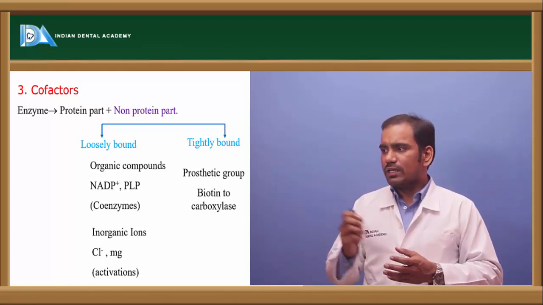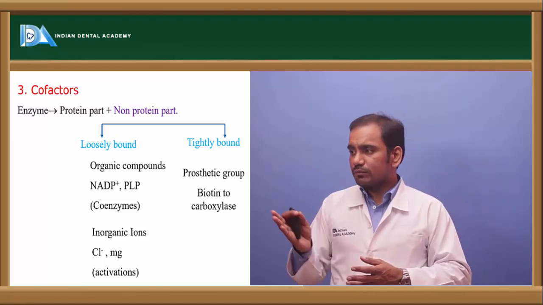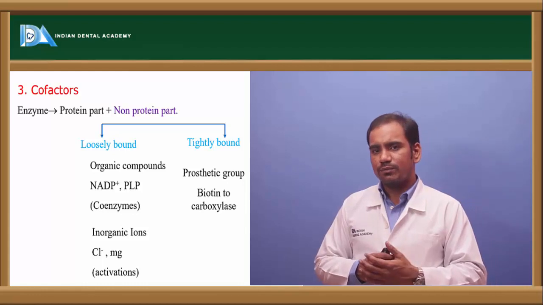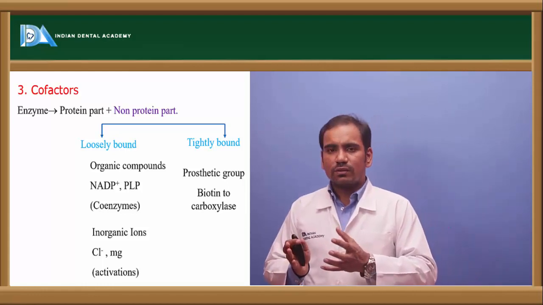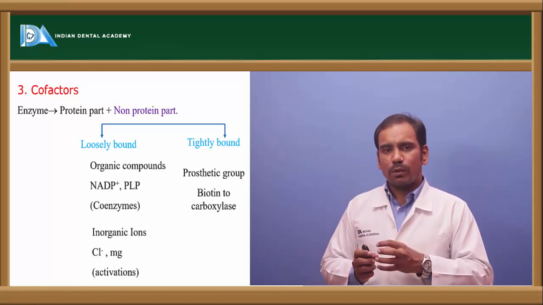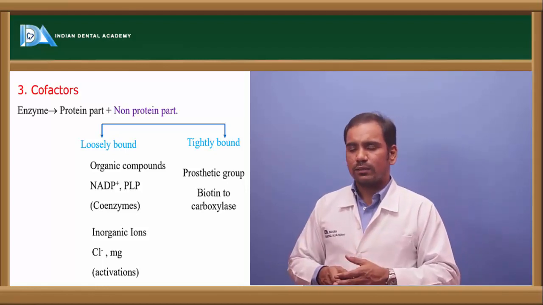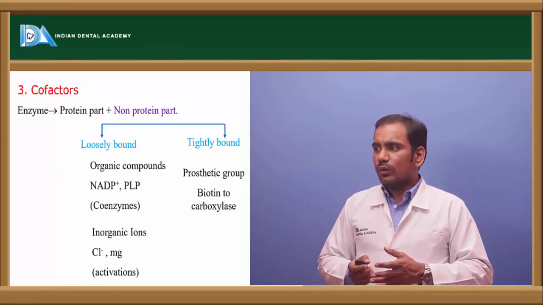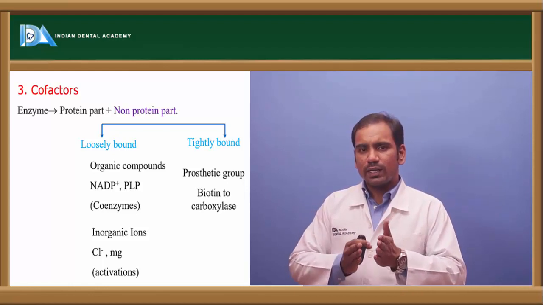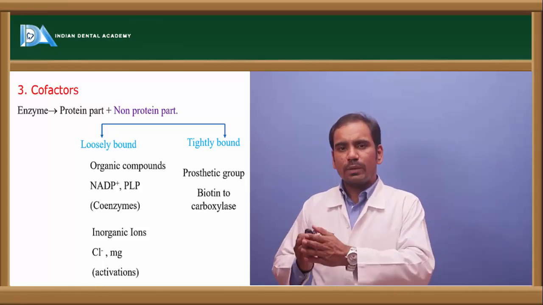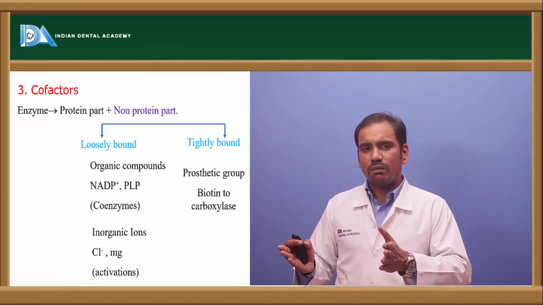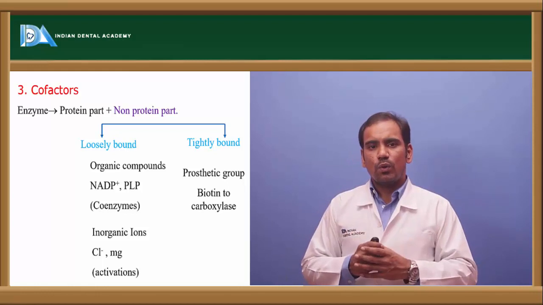Right? And whenever a metal ion binds with the enzyme, we call it a metalloenzyme. Right? So like this, based on the type of association to the enzyme, we have classified the non-protein part into coenzyme and cofactor. When an enzyme has both protein part and non-protein part, we call that enzyme a holoenzyme. The protein part is the apoenzyme, the non-protein part is called the coenzyme, and together we call it a holoenzyme.